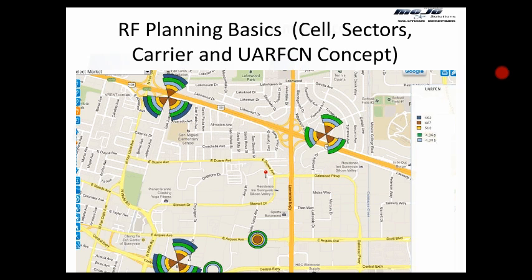But each different direction represents a different sector. These 3 directions represent different sectors. So each sector, in this case, has 1, 2, 3, 4 carriers. In this case, each sector has 1, 2, 3, 4, 5 carriers. I hope the difference between sectors and carriers is understood.